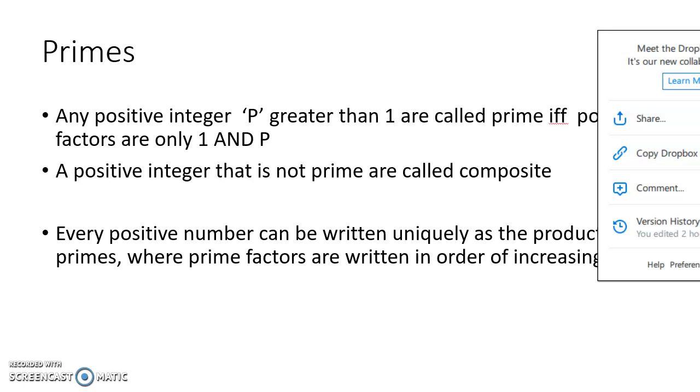What is prime? A prime number P has only two factors, 1 and P. A number P is called a prime number if and only if it has only two factors, 1 and P. A positive integer which is not prime is called a composite number.